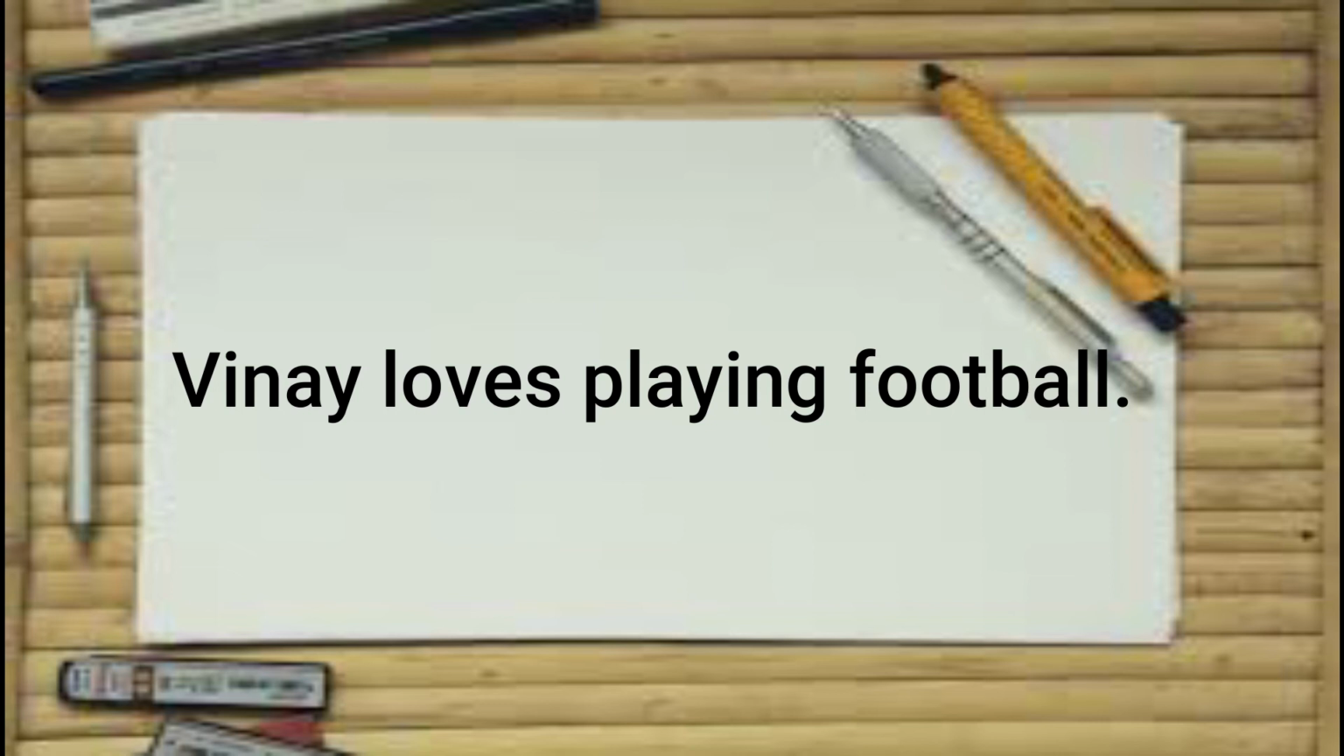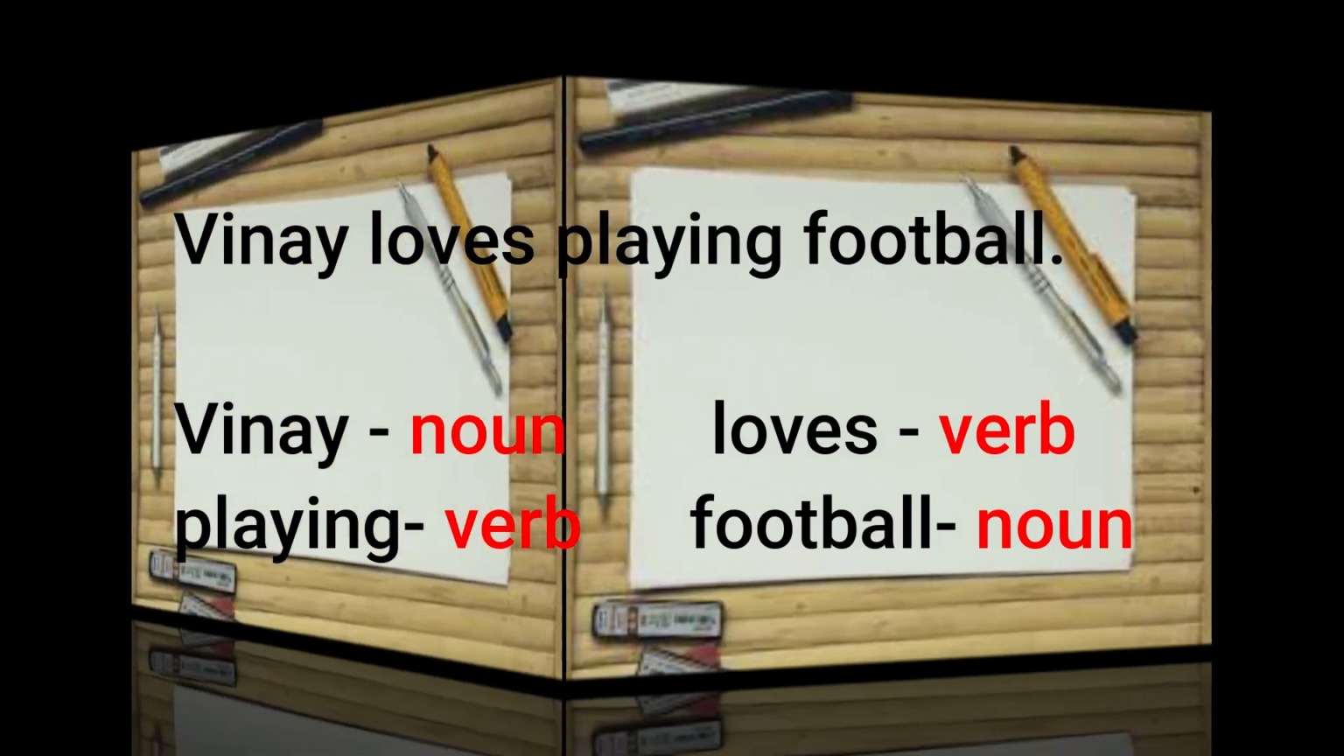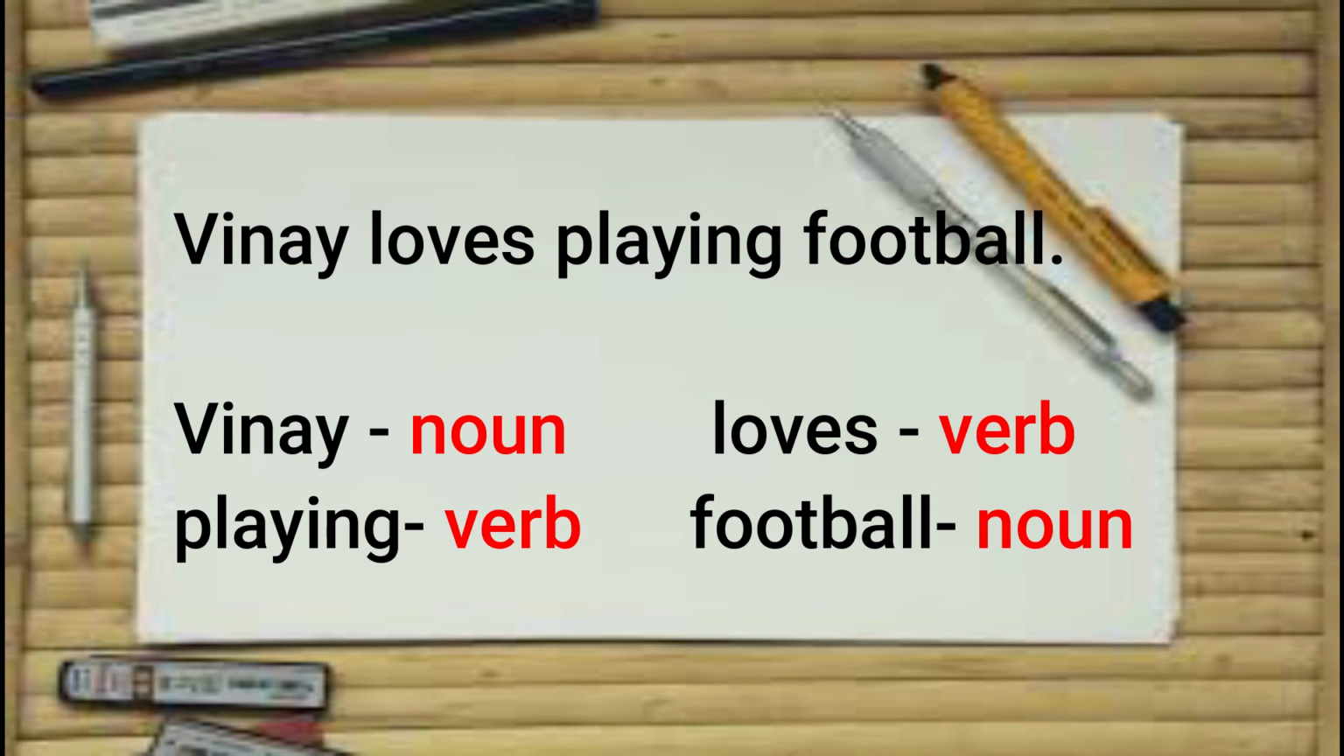If yes, please do check if your answers are right. In this sentence, Vinay is the name of a person, so it's a noun. Loves is an action word, so it's a verb. Playing is again an action word, and thus it is a verb. And the last word, football, is the name of a game, so that is a noun.